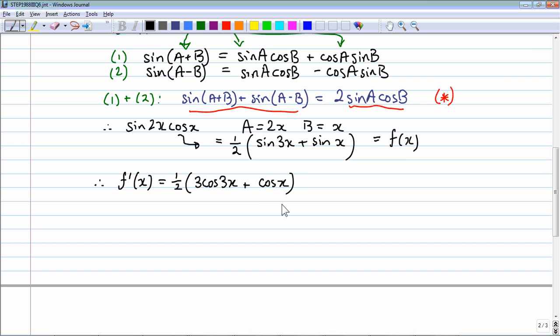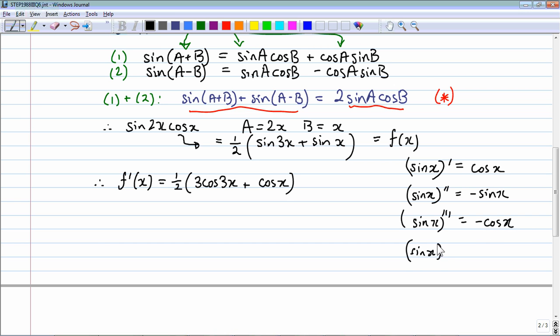plus cos x. Now, the main thing you need to know about the derivatives of trig functions is what you might call the four-way periodicity, or the four-step periodicity. And that's not an official term, I just made it up, but it is of course that if we differentiate once, we get cos, we differentiate twice, we get minus sine, we differentiate 3 times, we get minus cos, and we differentiate 4 times, and we get sine x.